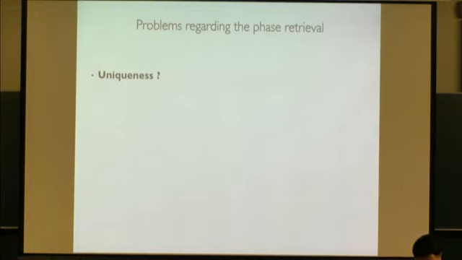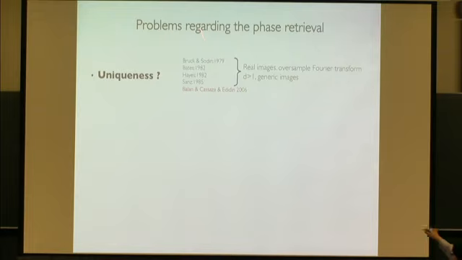its modulation of coefficients are the same, with respect to the frame? And this kind of problem has been studied for a long time. Most of them focus on real images. In particular, images have positive amplitude, and the frames are oversampled Fourier transform, and the dimension of the image has to be greater than 1, and so on. And they only focus on generic images.